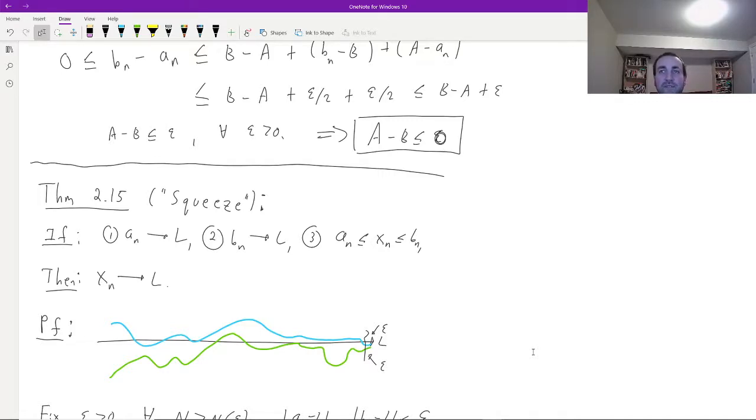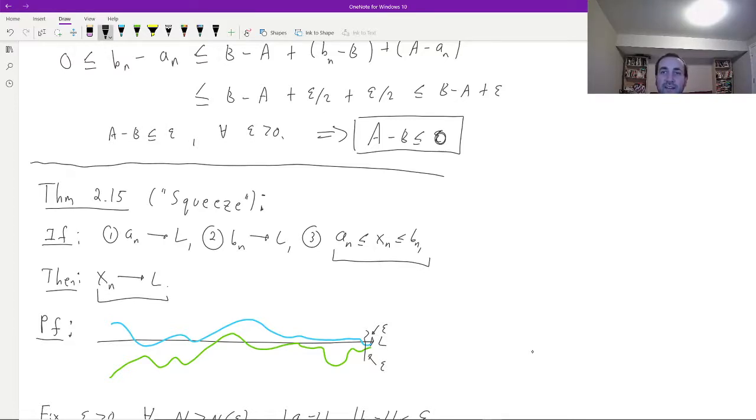So here's the theorem. It has three very similar conditions. I have two sequences, a_n and b_n, but this time they converge to the same thing, which I'll call L. And then finally, I have a third sequence, x_n, which gets squeezed in between them. That is, a_n is less than or equal to x_n, which is less than or equal to b_n. And the theorem is, well, if a_n converges to L and b_n converges to L, and x_n is sitting in between them, then x_n has to converge to L as well.